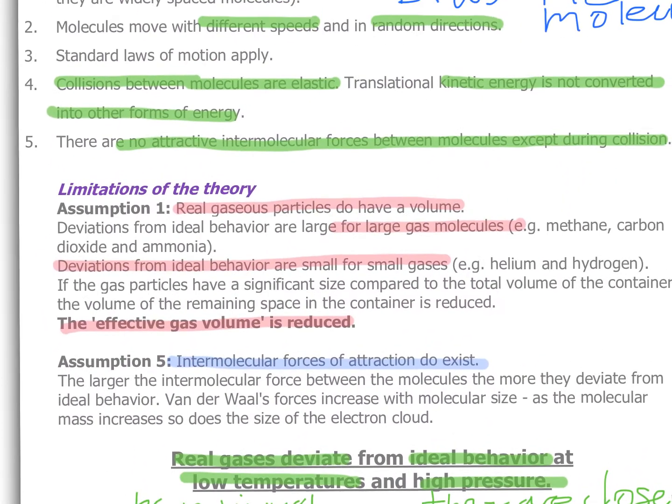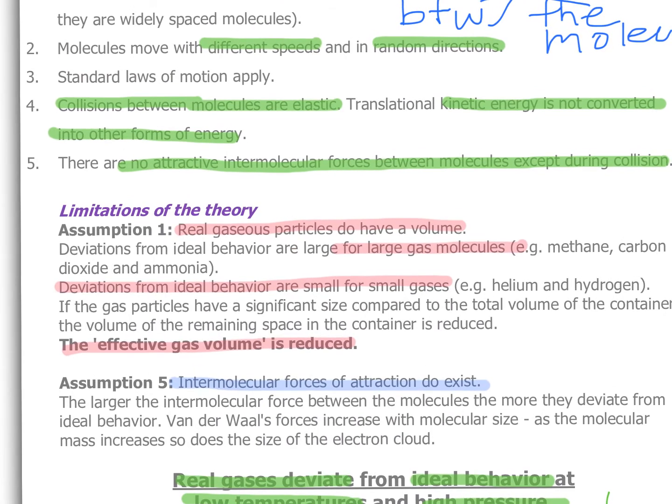So our limitations are assumption 1. Real gases do have a volume. Now, when we're talking about just air in the room around us, those molecules are spread out so far from one another, the size of them compared to the space between them, we can call it negligible. The problem is these assumptions don't always apply. When we start talking about large gas molecules, their volume starts to matter. The amount of space they take up, especially if we start condensing them closer and closer to one another.